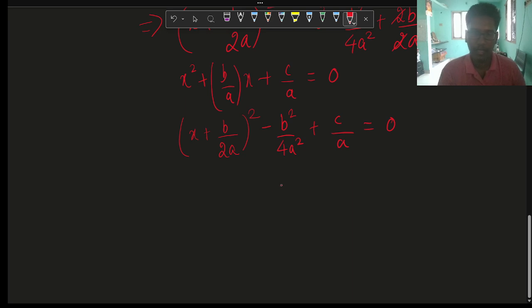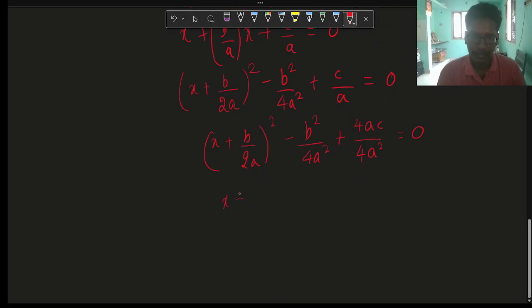Now I would like to take a common denominator here. In order to get the common denominator 4a square, I would multiply 4a on the denominator and numerator also. So b square minus 4ac divided by 4a square is equal to 0.